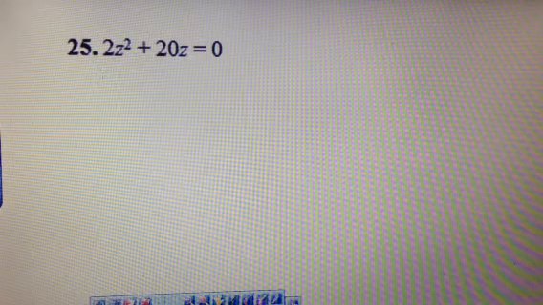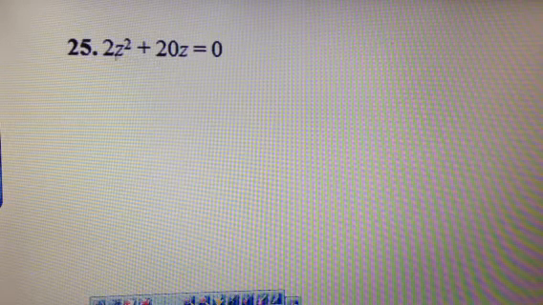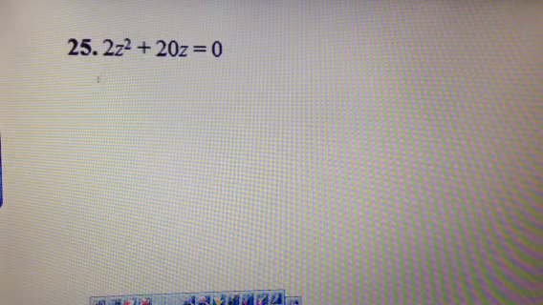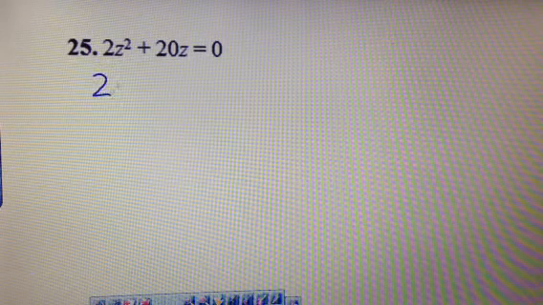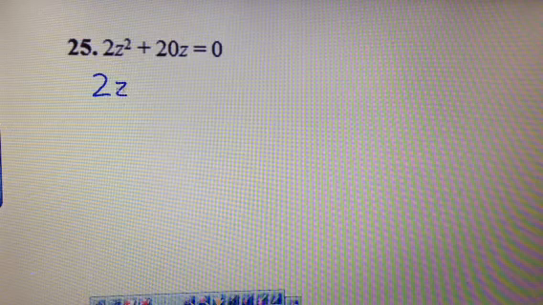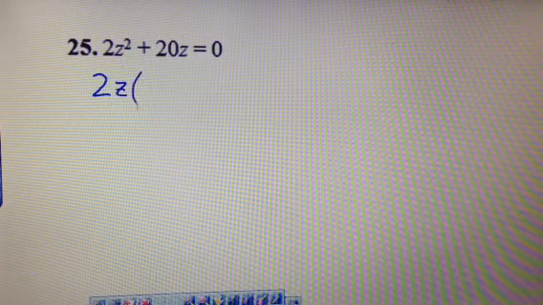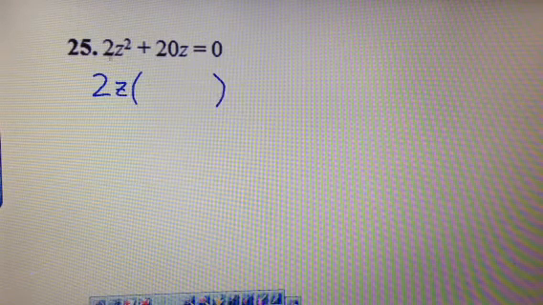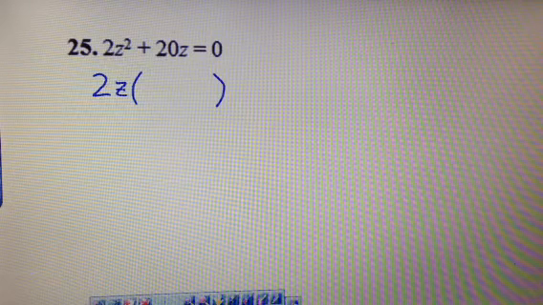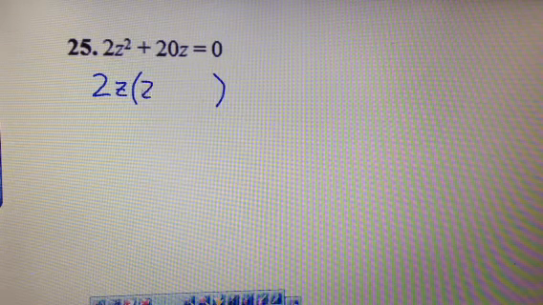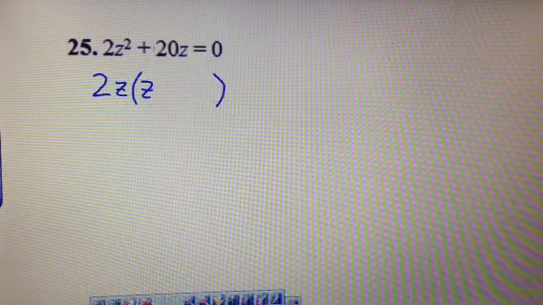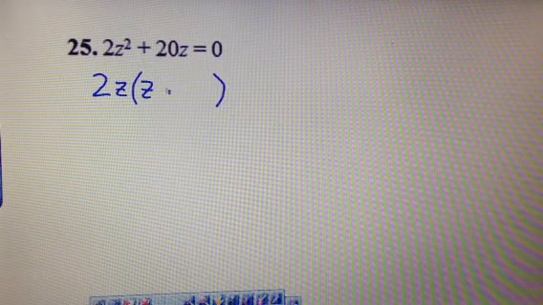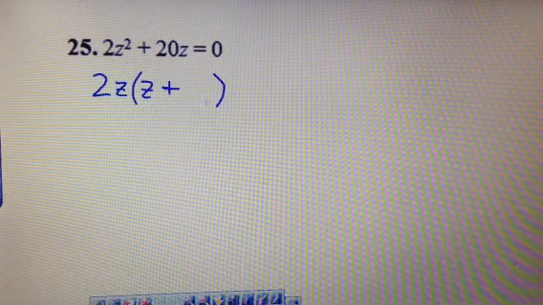Well, we've got a 2 in common because they're both even, and then we also have a z in common. So we're going to factor out 2z because that's our greatest common factor. Now, 2z squared divided by 2z leaves us with z. 20z divided by 2z is positive 10. The z's divide out.